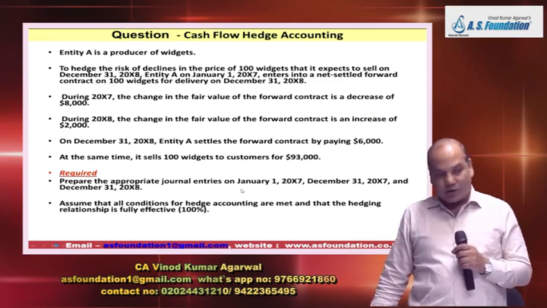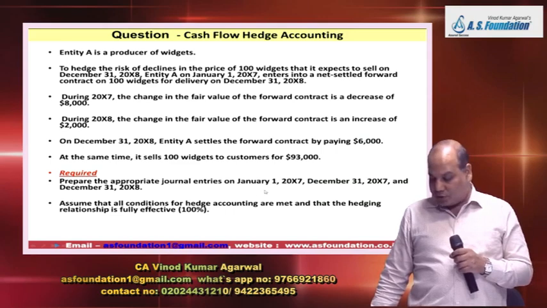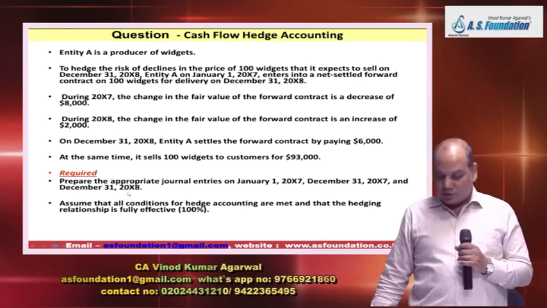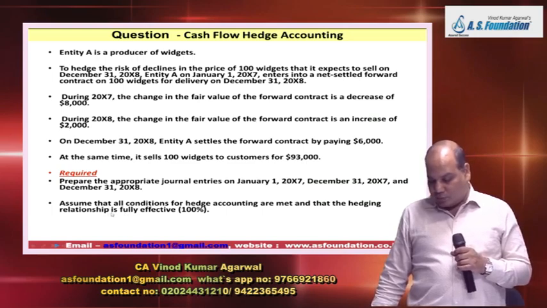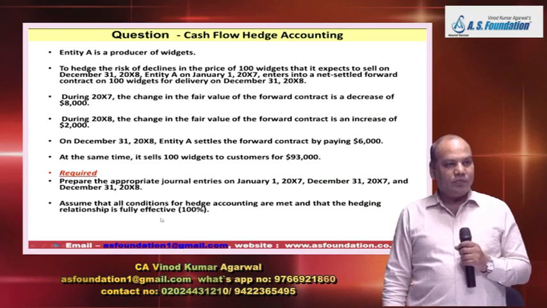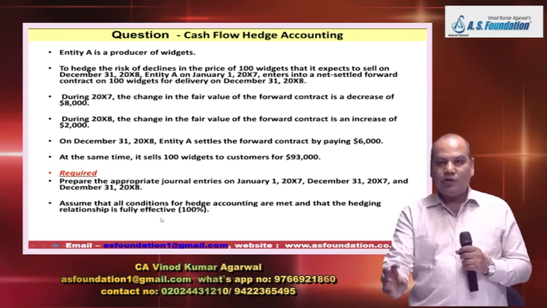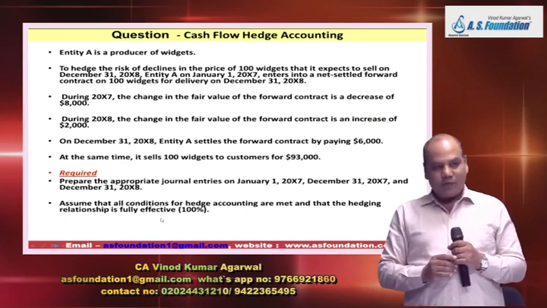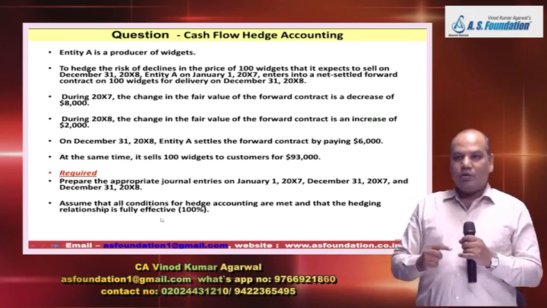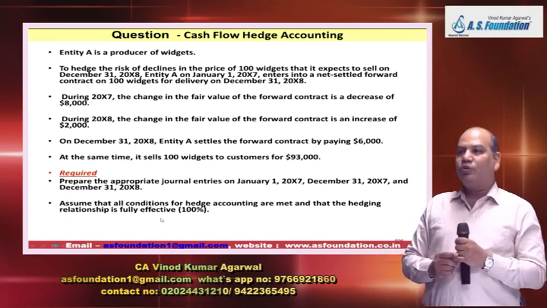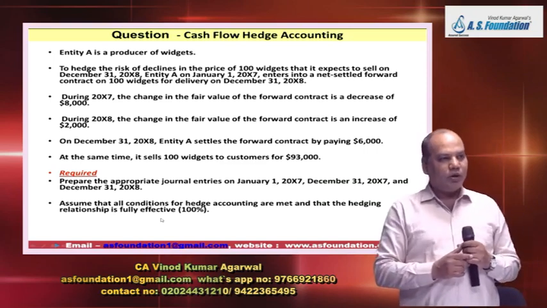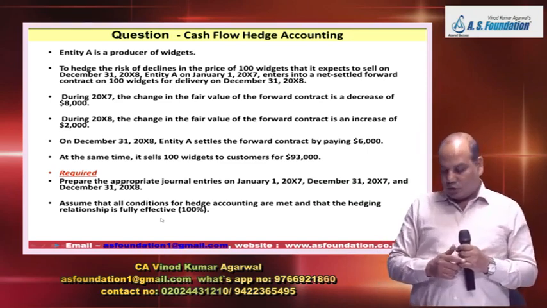Pass appropriate journal entries. They have specifically asked to pass journal entries on 1st January 2017, 31st December 2017, and 31st December 2018. And to help you further, the hedge is fully effective. It means whatever is the change in the fair value of this derivative will be fully transferred to OCI.